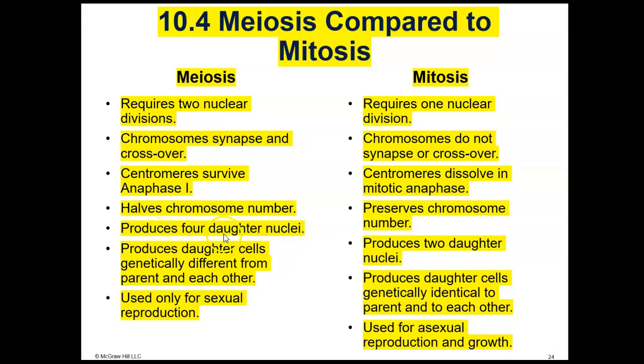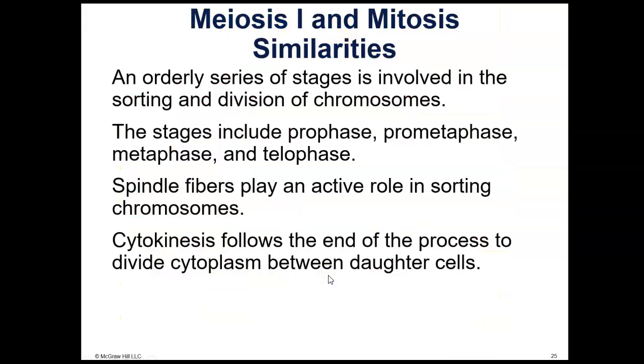Meiosis produces 4 daughter cells, whereas mitosis only produces 2. Meiosis produces daughter cells that are genetically different from the parent and genetically different from each other. In mitosis, it's kind of like cloning. The daughter cells are like each other and they're like the parent. Meiosis is only used for sexual reproduction, and mitosis is used for asexual reproduction and growth.